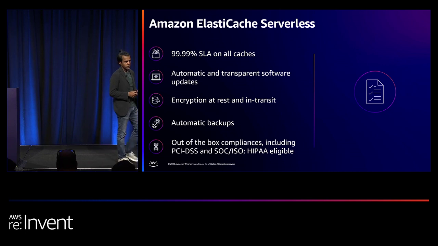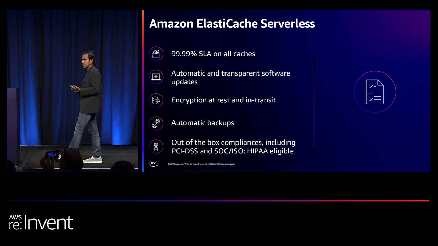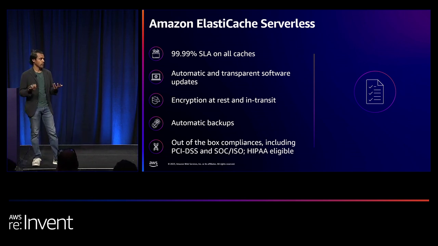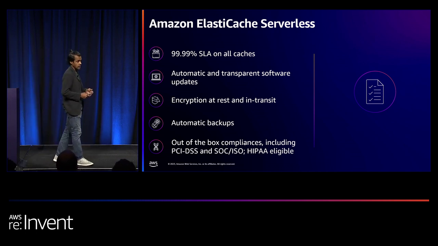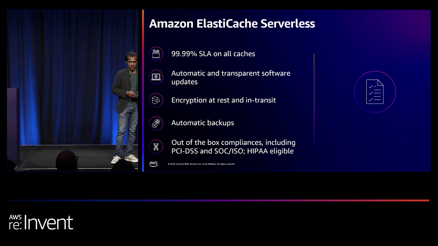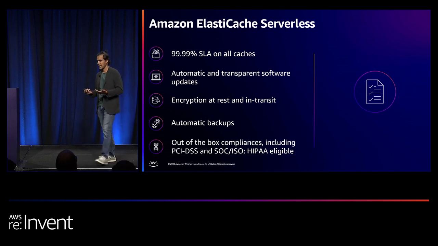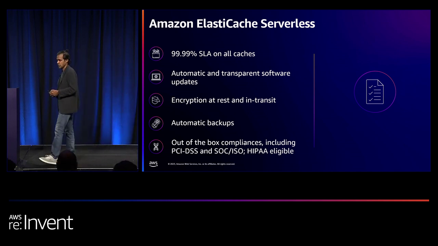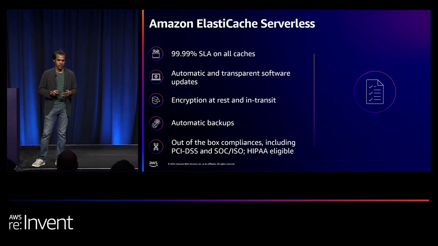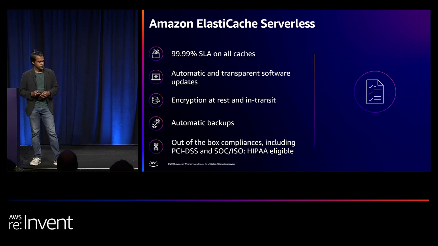Some more things to touch upon here. By default, you get 4 nines availability SLA on every cache. Behind the scenes, we are replicating your data to multiple AZs at once. It's not something you configure. It's not something you have to worry about. It's just there. You just get 4 nines availability SLA by default on every cache. As we discussed, encryption is always on in transit as well as at rest, and we also support a lot of the compliances that ElastiCache already has today, including PCI, SOC, and HIPAA. So if you're running a workload which needs these compliances, it's ready to be used on serverless as well.